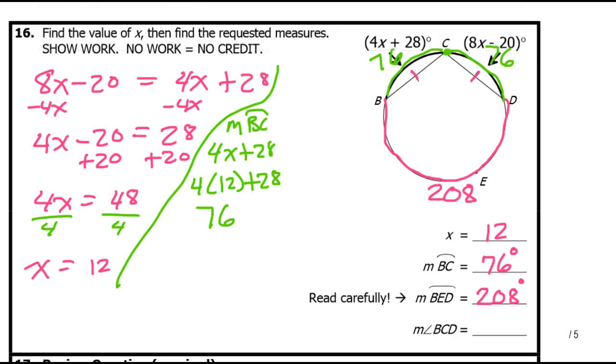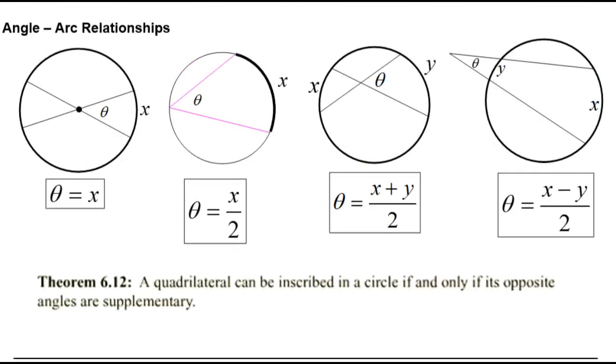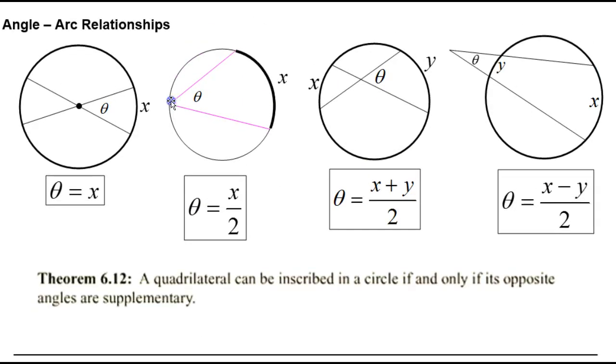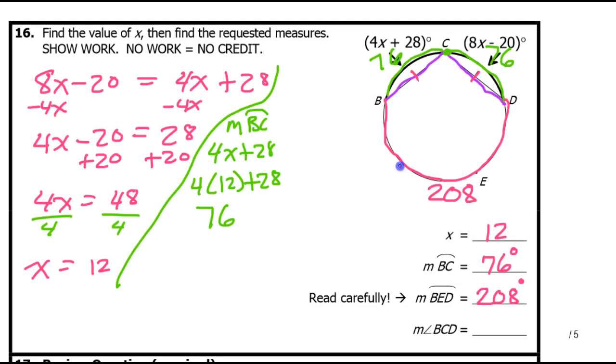Finally, we're supposed to find the measure of angle BCD. So angle BCD is this angle, the one angle in the whole picture. So look, we're back to this situation, y'all. We're dealing with an inscribed angle. Vertex on the circle, the angle is half the arc. The arc is 208. So the angle must be 104. Alright, it's half. So the measure of angle BCD is 104 degrees.